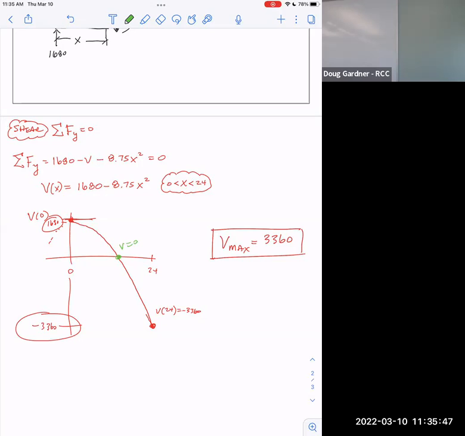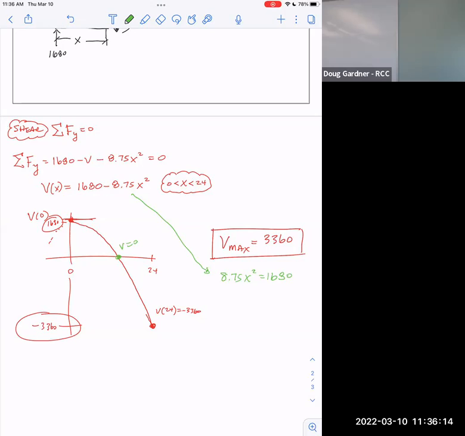Because if shear is 0, then couldn't you go up to this equation up here and set it equal to 0, which would mean 8.75 x squared would have to equal 1680 since I set V equal to 0. So then if I divide by 8.75 and square root, wouldn't I be able to get that algebraically? It's just kind of fun to notice you don't have to be dependent on the machines.